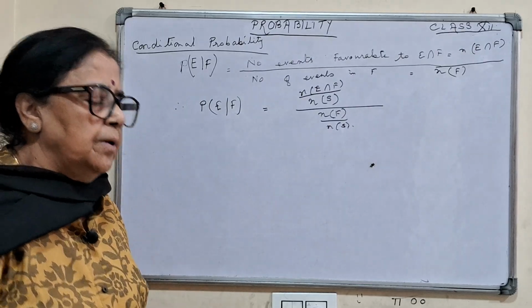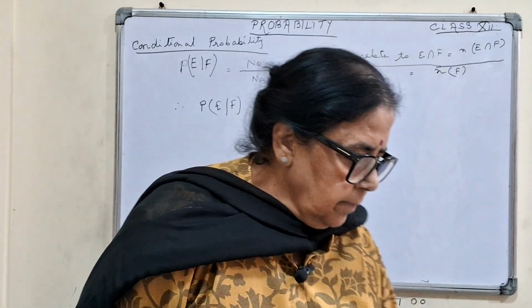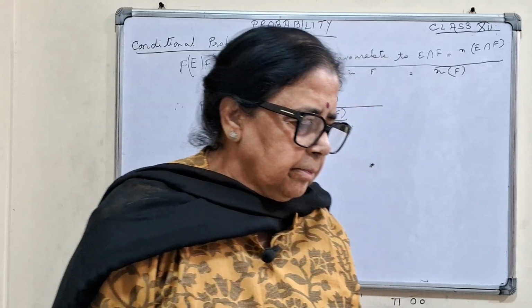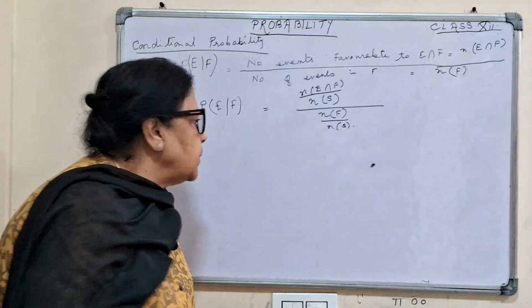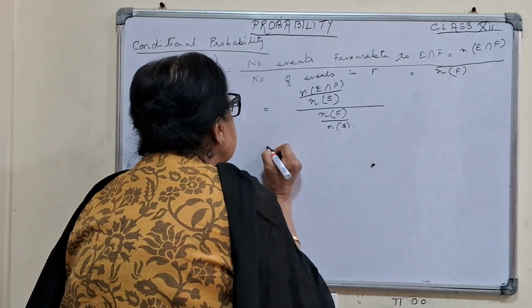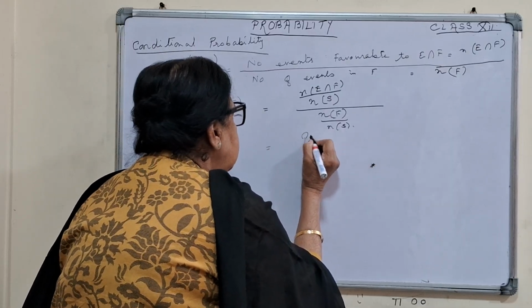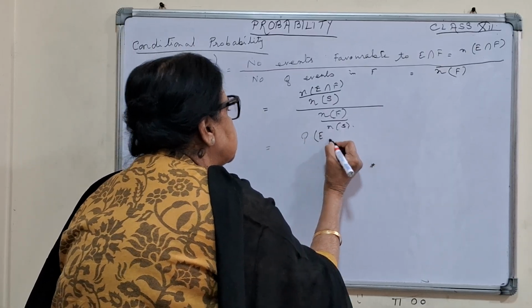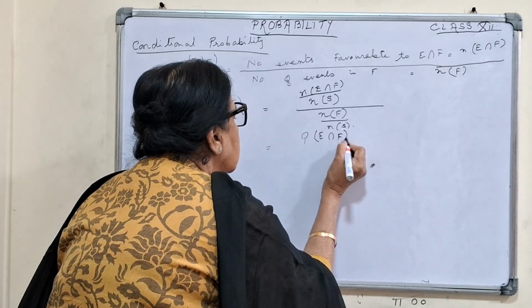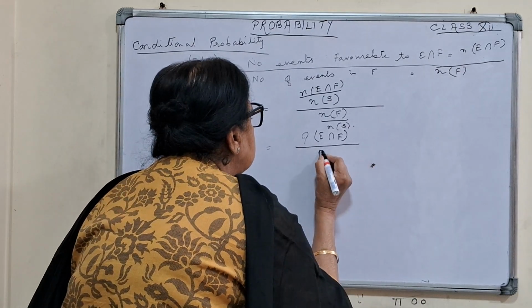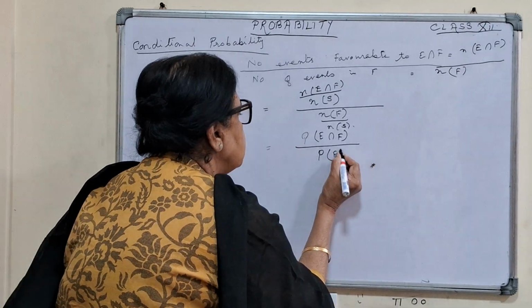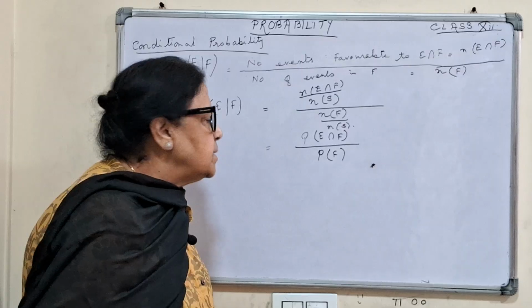Now, that is equal to the probability of E intersection F divided by the probability of F. Yes. Okay.